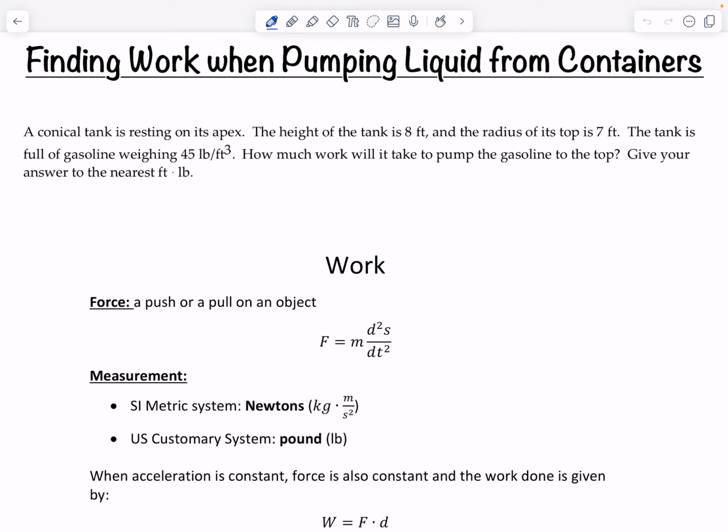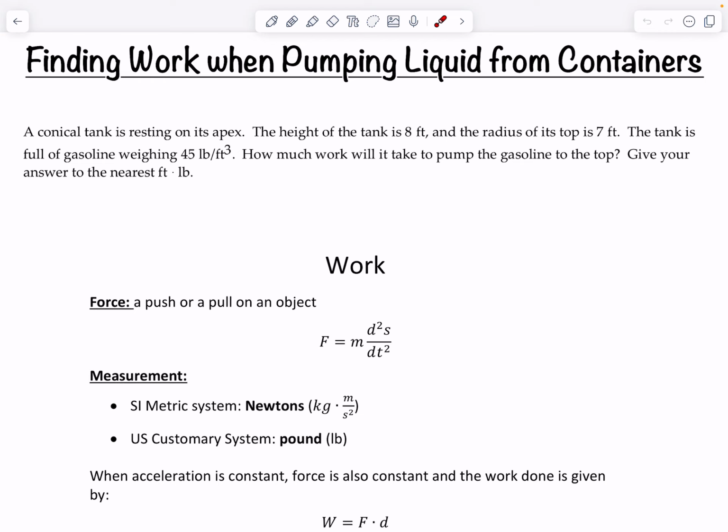So by the end of the video, we're going to be able to solve the following problem. A conical tank is resting on its apex. The height of the tank is 8 feet and the radius of its top is 7 feet. The tank is full of gasoline weighing 45 pounds per feet cubed. That's a little dangerous, all that gasoline. How much work will it take to pump the gasoline to the top? Give your answer to the nearest foot-pound. So that will be the grand finale of this video.